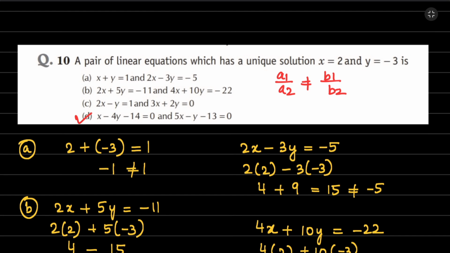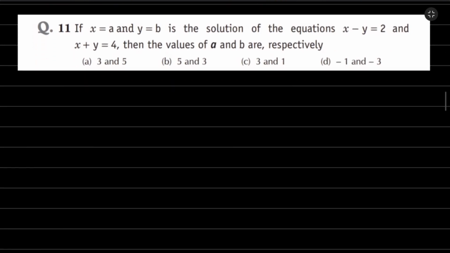So you have to plug in the values in each pair of linear equations and see whether x equal to 2 and y equal to minus 3 satisfies both. If they satisfy both, then possibly that is a solution for this system of equations. Then you should check whether, for the system to have a unique solution, A1 by A2 is not equal to B1 by B2. That also you should check. Let's move on to the 11th question.